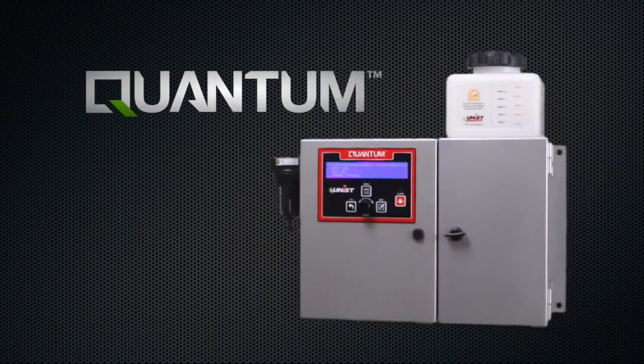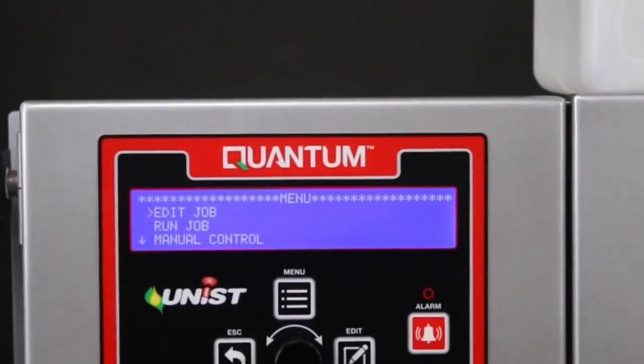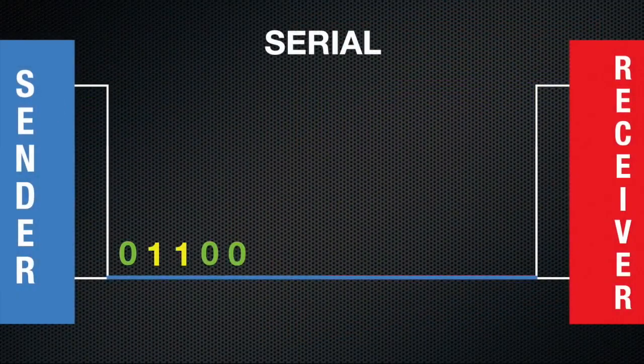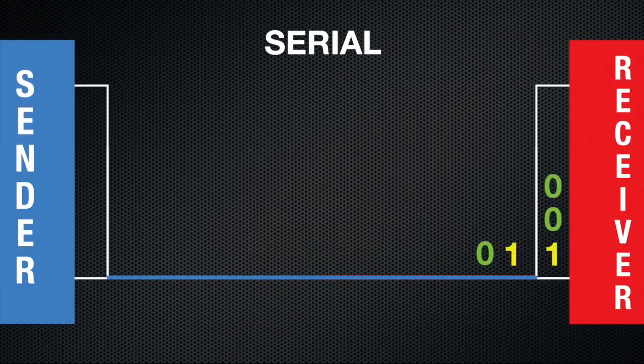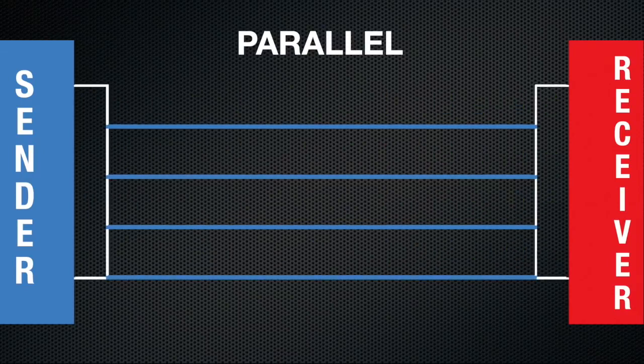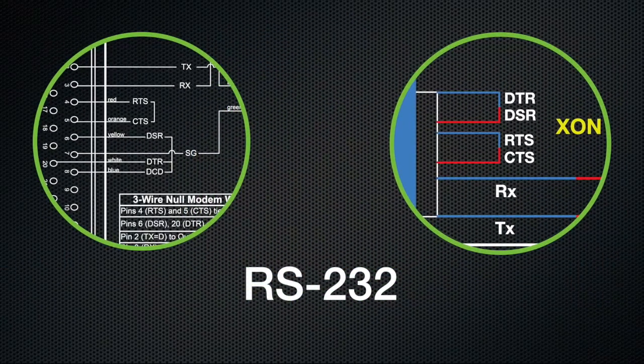The UNIST Quantum communicates to machine tools using the RS-232 Serial Communication Protocol. The term serial means data is sent one bit at a time. Sending more than one bit at a time is called parallel. RS-232 is a specific serial protocol that defines the wiring and flow control used to send these data bits.